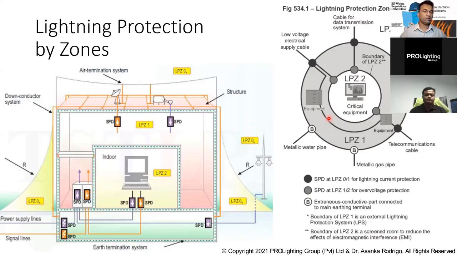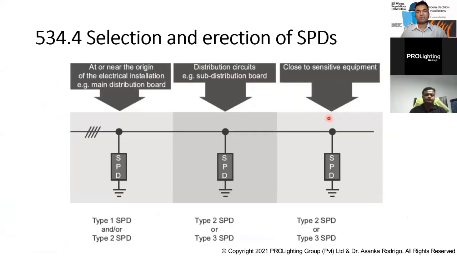So if you have a service coming from outside, then those services should be protected with surge protective devices, so these are new additions in the regulation. Normally when you look at SPDs, there are type 1 SPDs, type 2 and type 3 SPDs.